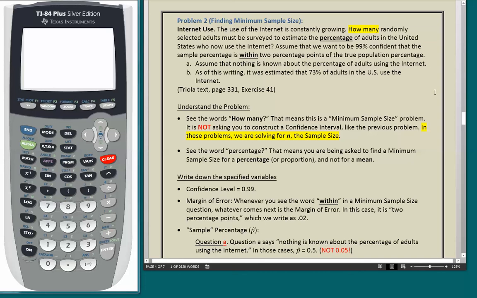But now in problem 2, we're doing something a little different. Instead of constructing a confidence interval, we're going to find a minimum sample size. Well, what does that mean?